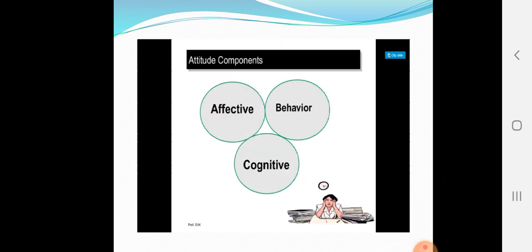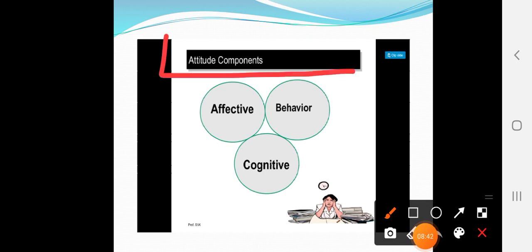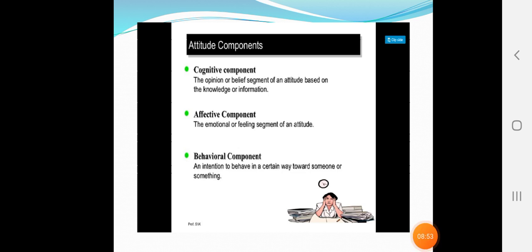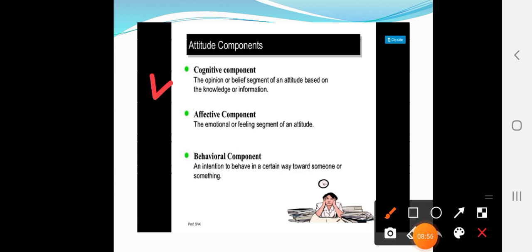In today's class I'll be discussing one more part, that is, what are the different components of attitude. This is a very important question actually. So it includes cognitive, affective, and behavioral. So what is cognitive? Always remember, cognitive is everything which is related to your mind. What kind of knowledge you have about a particular subject or a particular person or a particular situation.